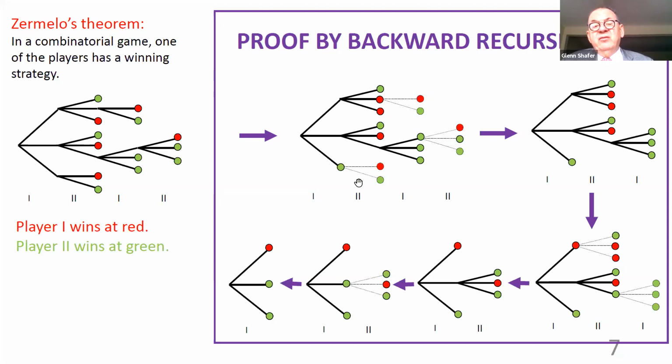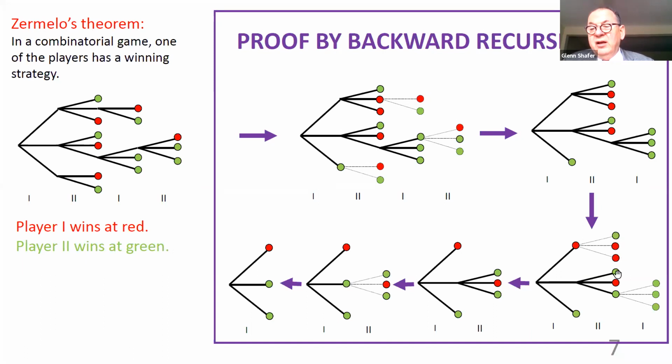Also down here, we may as well take this one off too, because here player 2 is deciding. So he's going to choose green because he wins when you have green. So you can take these pairings off. I forgot about taking this one off. I'm leaving it there. And we reduce the tree to something like this.